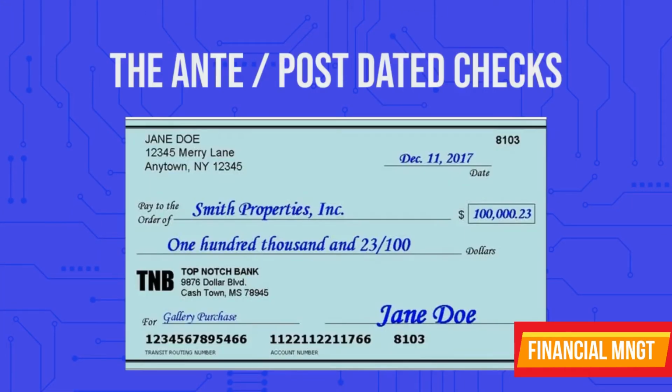In addition, we have here the ante or post-dated checks. It is usually issued on a particular date, but the date found on the check itself could be prior to or after the date of actual issuance. This is an example of ante or post-dated checks.